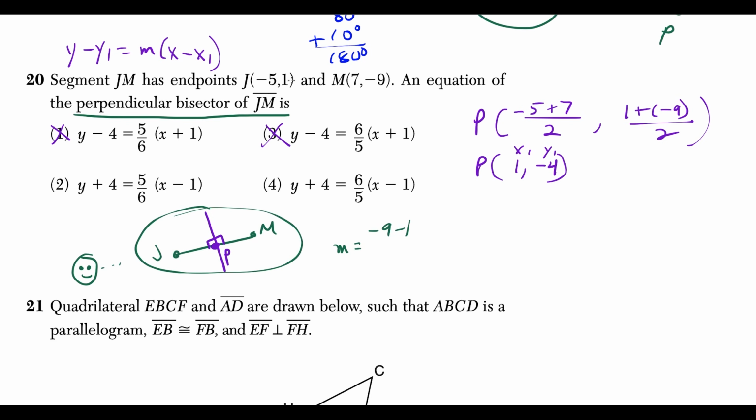So we do the difference of the y values over the difference of the x values, where we have 7 minus -5 like this. So this would make -10 over 12, and that reduces to -5 over 6.